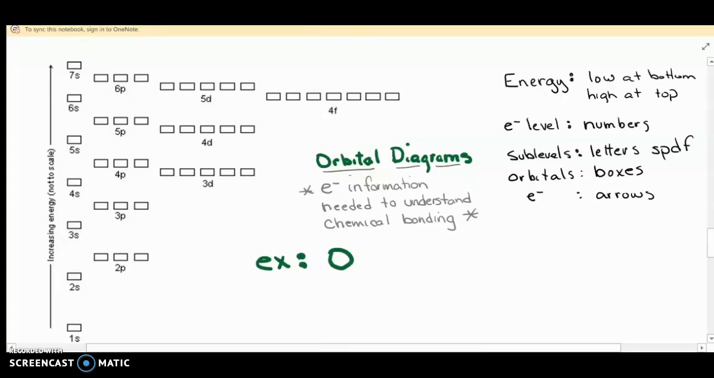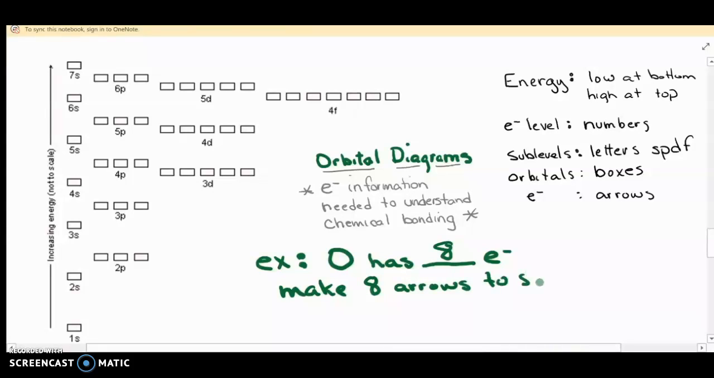Element is O. Oxygen. And I want you right now in another tab to open ptable.com. And while you're there, find out how many electrons oxygen has. So I need to make 8 arrows to show where each is.